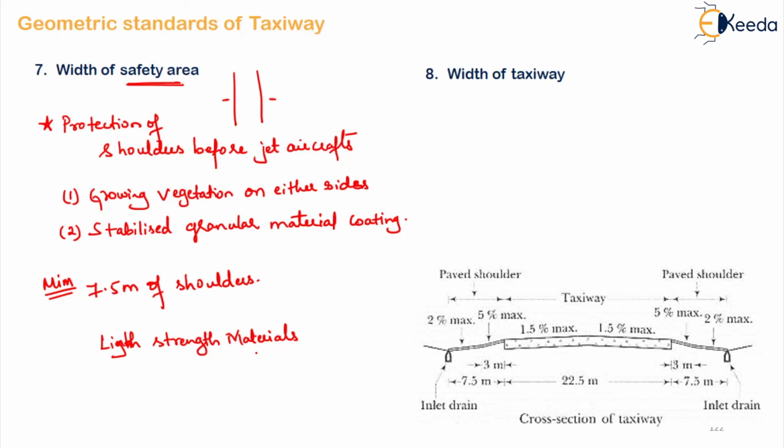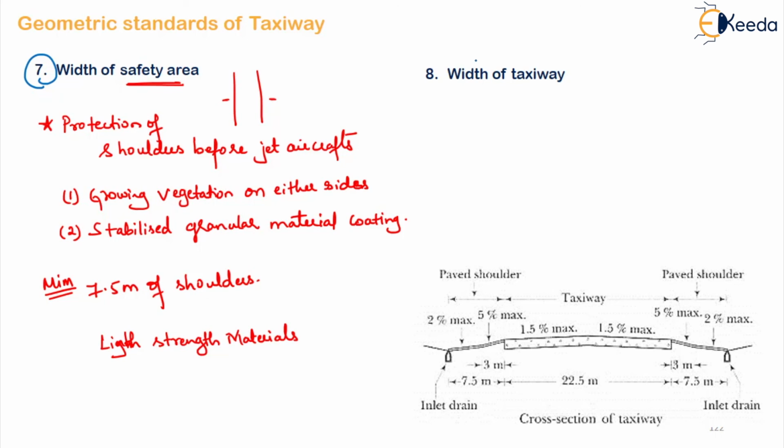And also we have to make sure that the shoulder is normally treated with bitumen so that surface wear out wouldn't happen, and the surface should be made up of such material that disintegration due to either the hot blast of the jet engine or the high temperature coming out of the jet engine will not cause any effect. And also it should be smooth and impervious. So these are the things which we have to take care of in the width of the safety area.